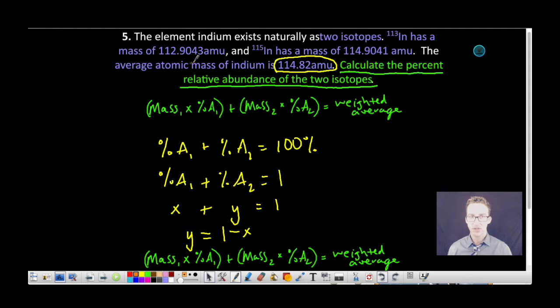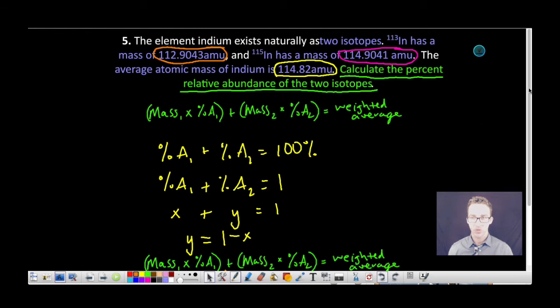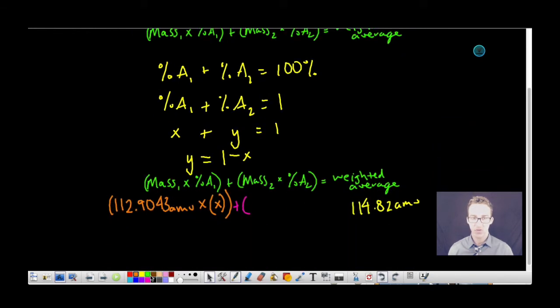The mass of the first isotope is 112.9043 AMU. And we used X to represent the percent abundance of that first isotope. We're going to add to that the mass of the second isotope, which is 114.9041. And we're going to multiply that by its percent abundance, which we labeled Y, or 1 minus X.